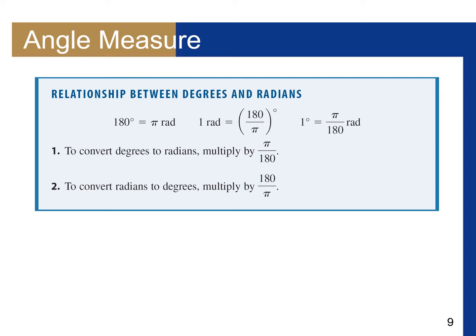Now we looked at this already when we looked at the unit circle. So 180 degrees is equal to pi radians. To find a radian, you would multiply by 180 over pi, and to find 1 degree, you would multiply by pi over 180. So to convert degrees to radians, we multiply by pi over 180. To convert radians to degrees, we multiply by 180 over pi. We did take a look at this already in chapter 5, and it seemed like most of you were comfortable with this. But if you have any further questions, you can always ask.